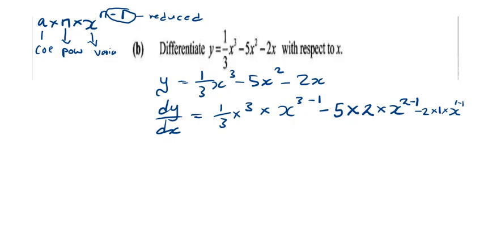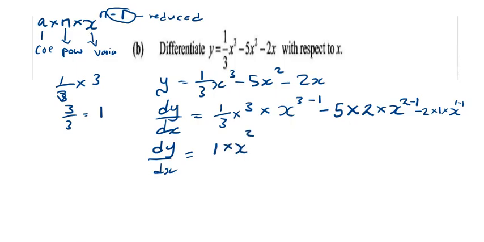Now dy over dx is equal to, 1 over 3 times 3, it's just a 1. If we say 1 over 3 multiplied by 3, this will be 3 over 3, which is equal to 1. So you have 1 multiplied by x to the power 2. Now negative 5 multiplied by 2 will be negative 10x to the power 2 minus 1, which is just 1. Now we have negative 2 multiplied by 1, just negative 2, multiplied by x to the power 1 minus 1, which is 0.